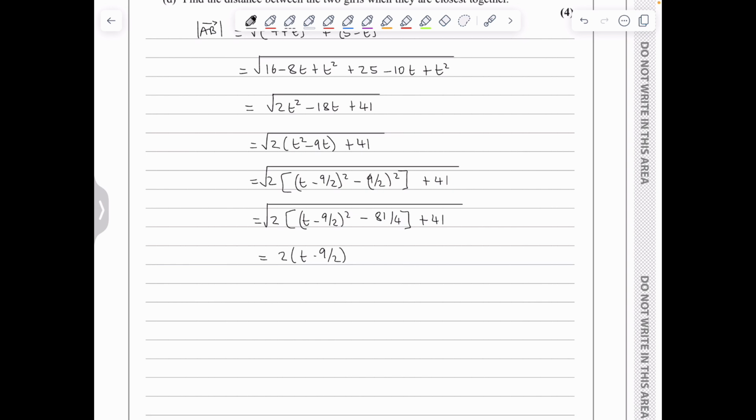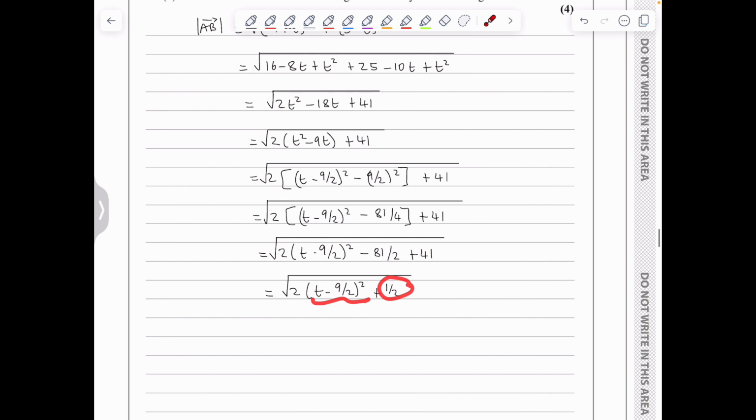which further simplifies into 2 brackets t minus 9 over 2 squared minus 81 over 2 plus 41, all square root, which gives me 2 brackets t minus 9 over 2 squared plus a half, all square root. So we can easily see that the distance between them will be a half plus something squared.